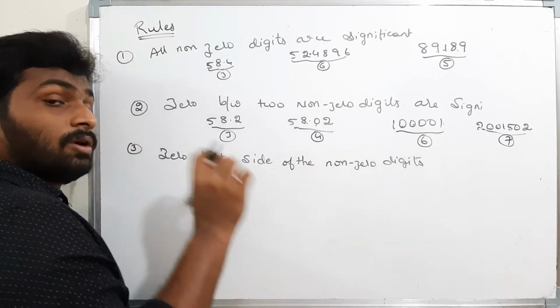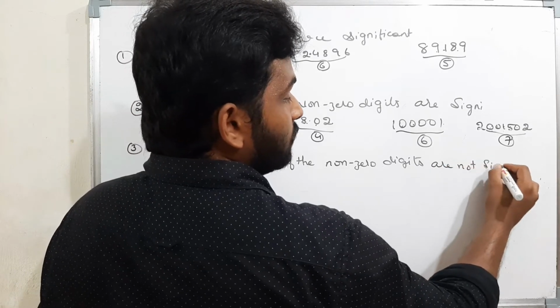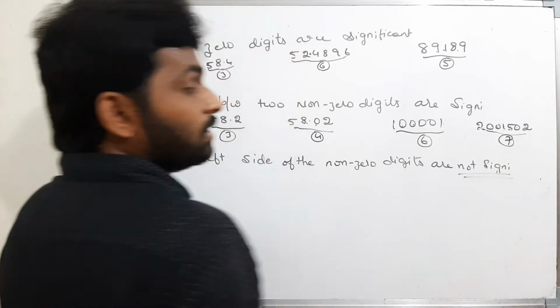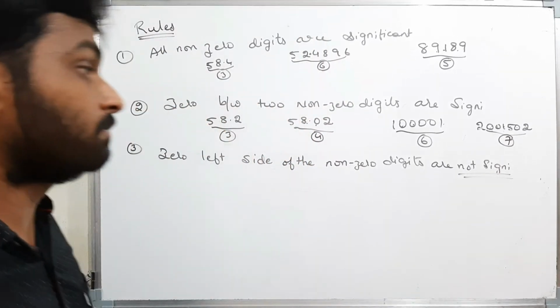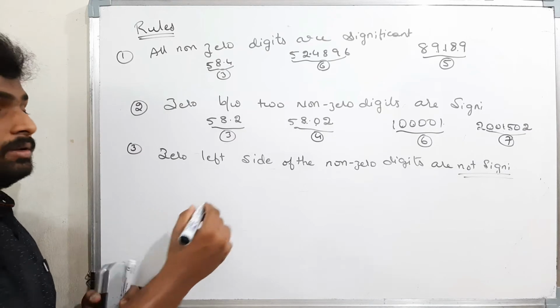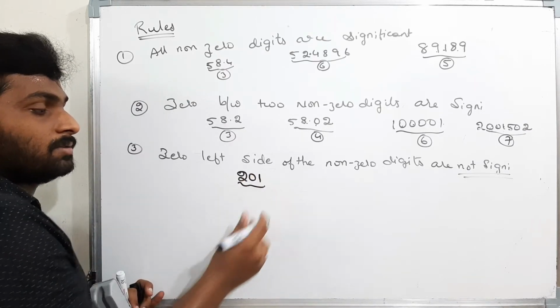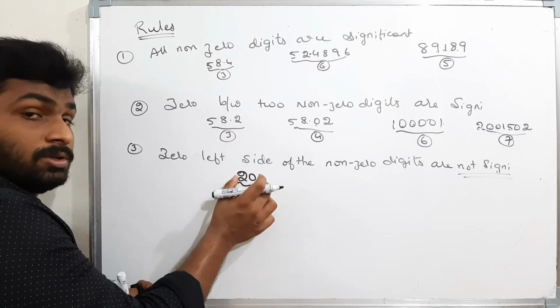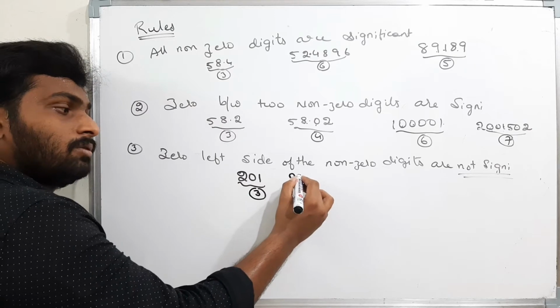Zeros on the left side of the non-zero digits are not significant. Remember this, they are not significant. Now here, see here, 2, 0, 1. How many significant figures? This 0 is between two non-zero digits. Therefore, how many significant figures? 3.